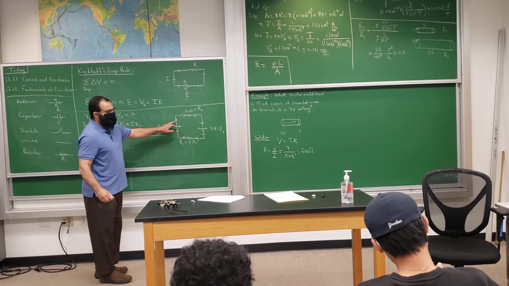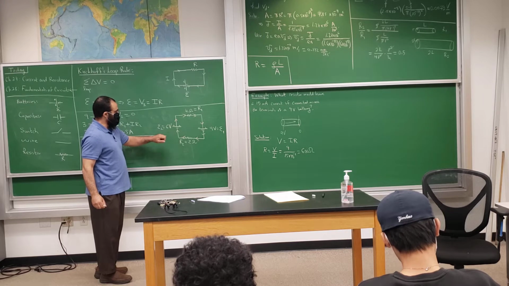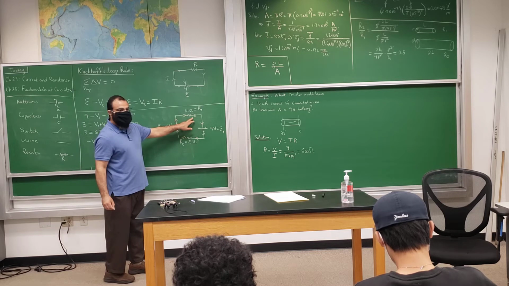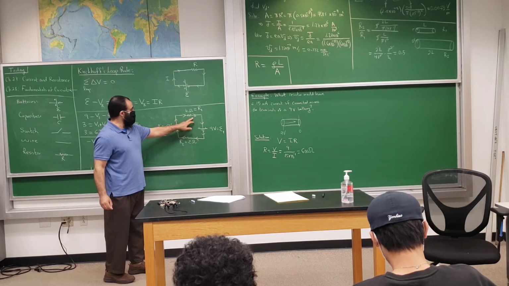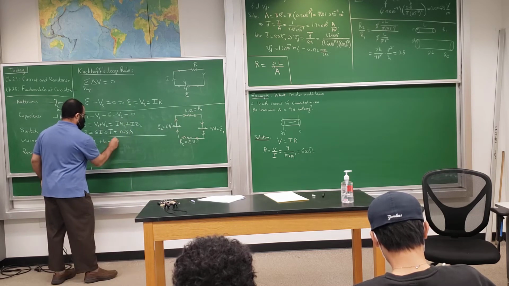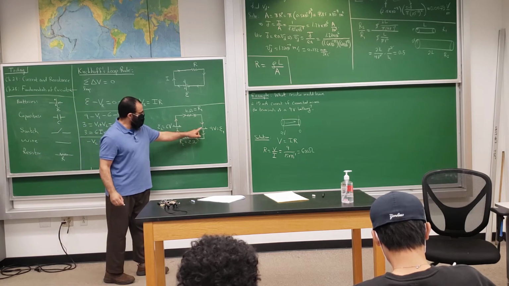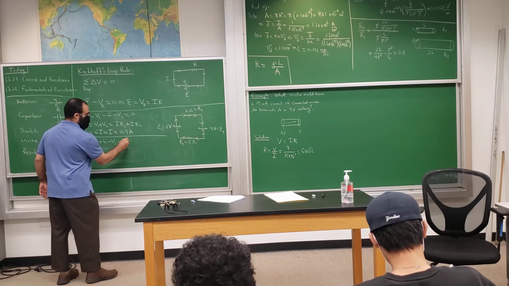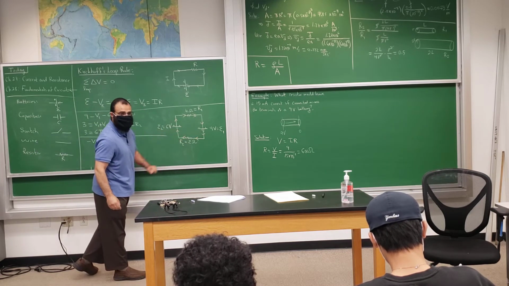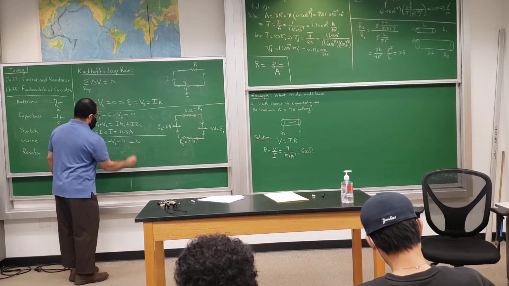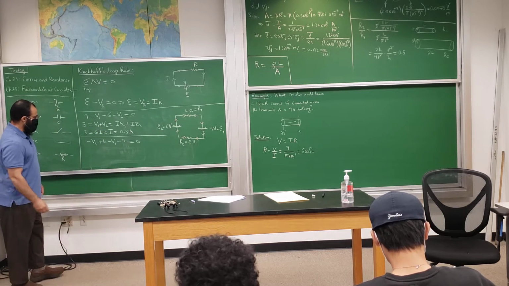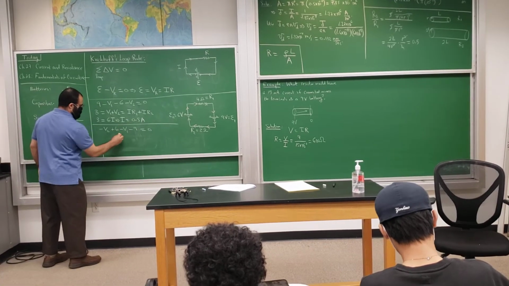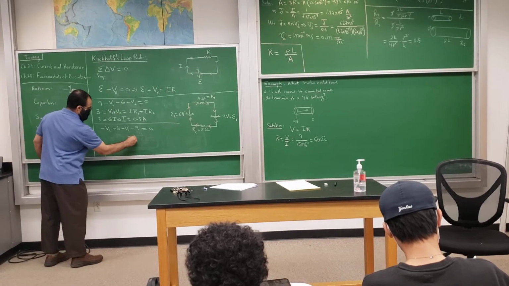Then from here to here, the potential change is plus 6. Then from here to here, minus V1. And then from here to here, minus 9, because we went from the higher to the lower, and we're back to where we started, so that tells me to put a 0 here. So 6 minus 9 is negative 3. Move it to the other side, so I get 3.